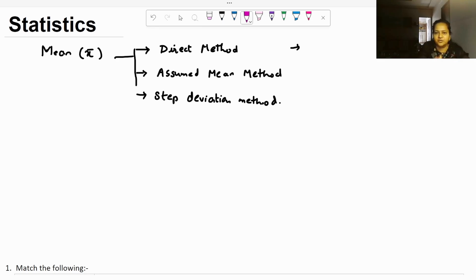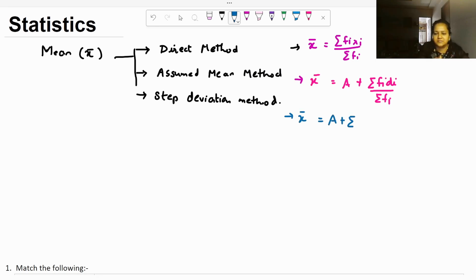Direct method is given by the formula mean, denoted by x bar, is equal to summation fi xi upon summation fi. By assumed mean method, mean is given by A, which is the assumed mean, plus summation fi di, where di stands for your deviation, upon summation fi. And the last one is step deviation method. Using this, we find mean as equal to A plus summation fi ui upon summation fi, into h.